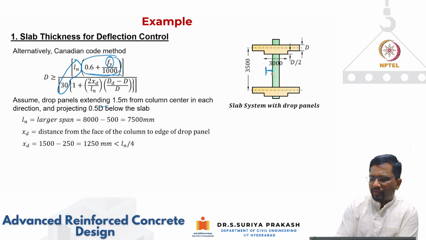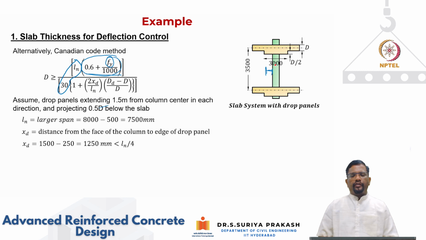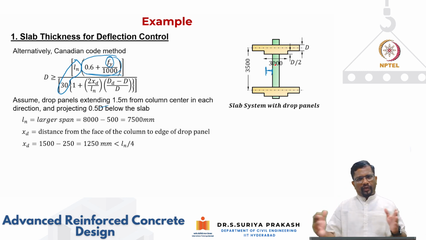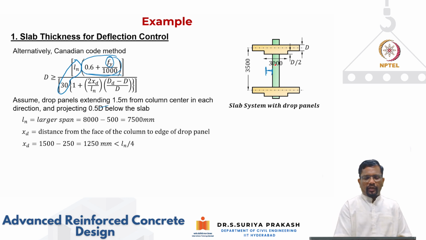So this is the total edge. In this case, 1500. We are having a 500 by 500 column, so this distance is going to be 250. When you subtract it, xd works out to be 1250. And we should also take the value as less than ln.